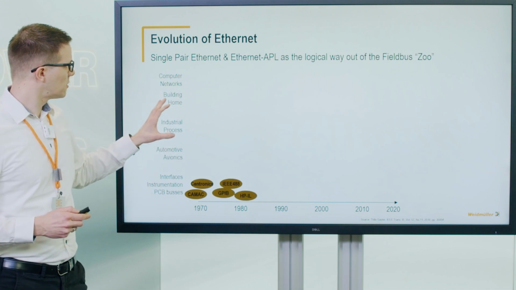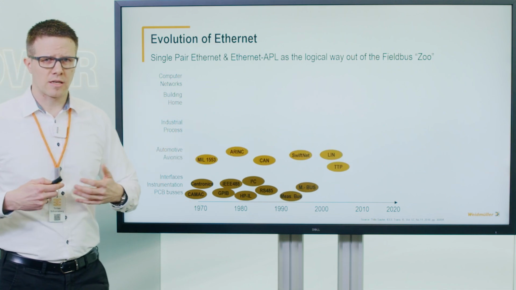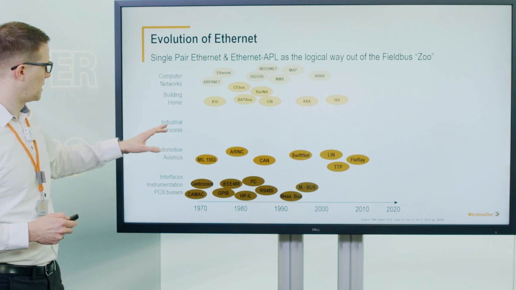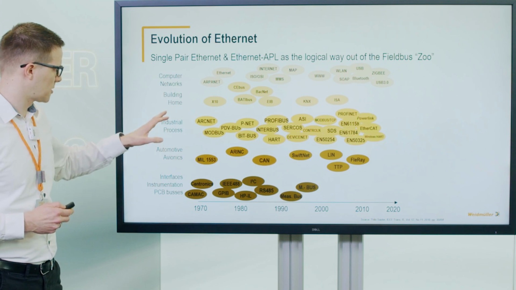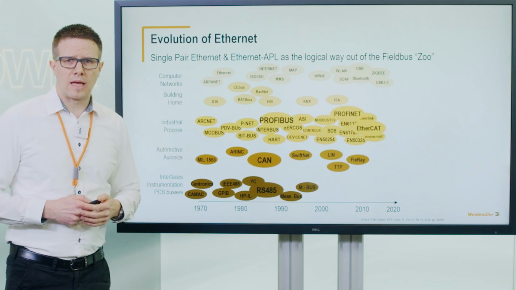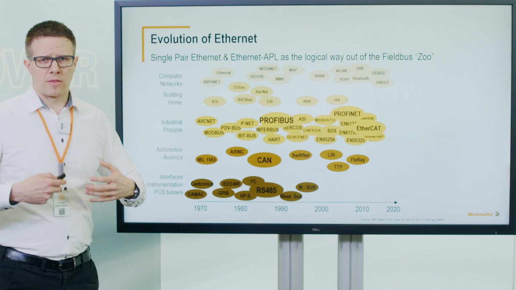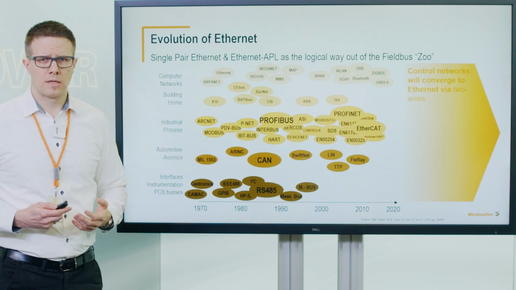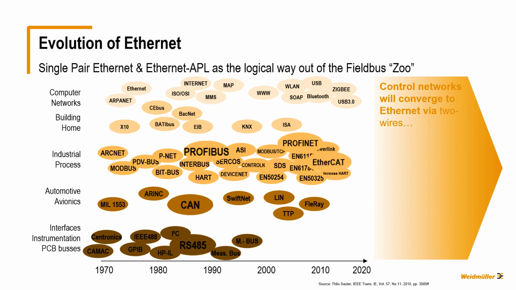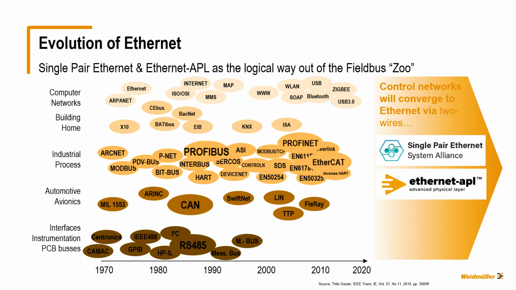When we see the evolution of Ethernet, we can see that several different kinds of standards and protocols were developed. Like we see here, CAN or Modbus, Interbus, Profibus, Profinet, EtherCAT, a lot of different protocols. But the problem is always that we have to convert somehow the signal into Ethernet. So this kind of conversion is no longer needed when we have a two-wire Ethernet, either Ethernet-APL or single pair Ethernet. So no more conversion is necessary. We can directly access the signal from the sensors.